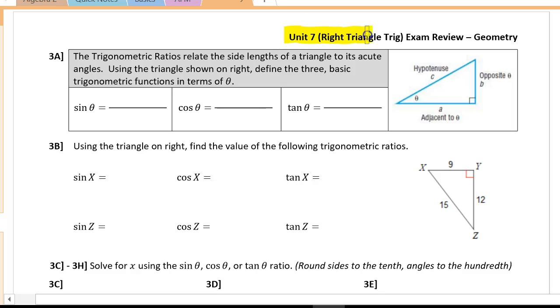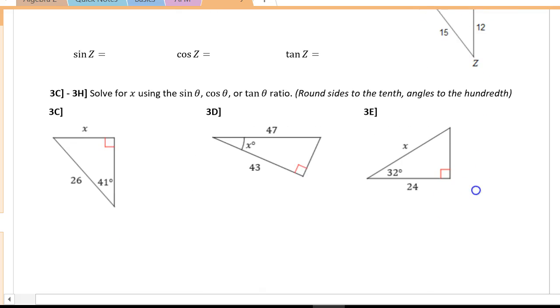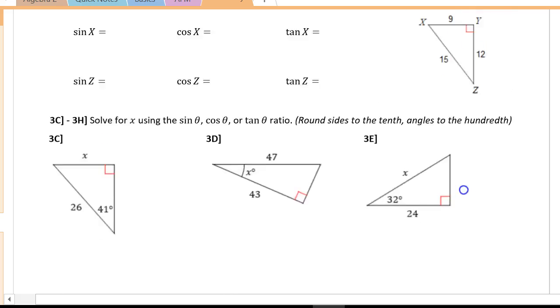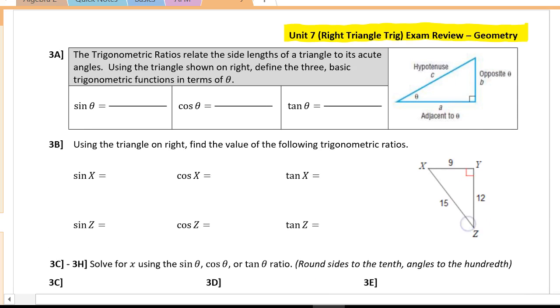This video is for the Unit 7 right triangle exam review. Questions 3A, 3B, and then 3C through 3F, all dealing with right triangle trig.